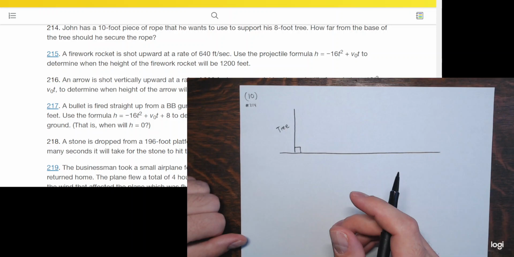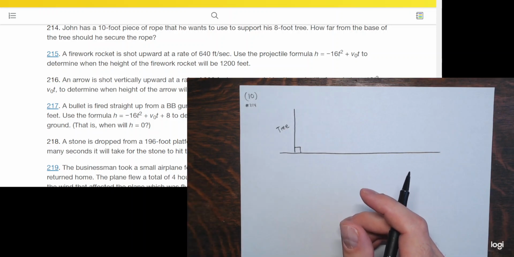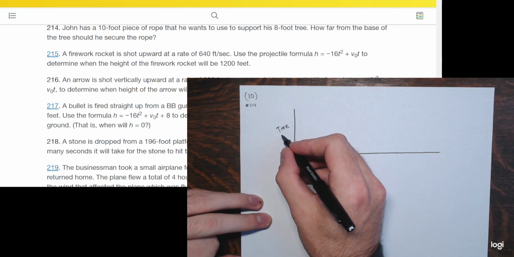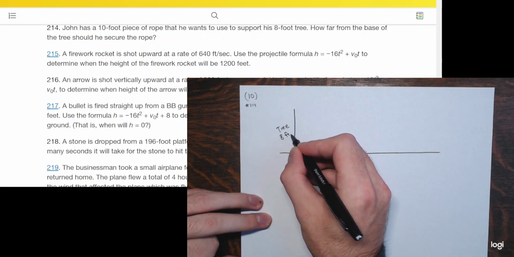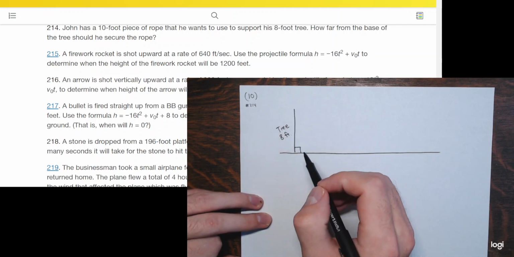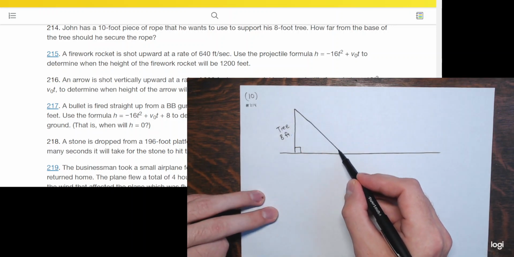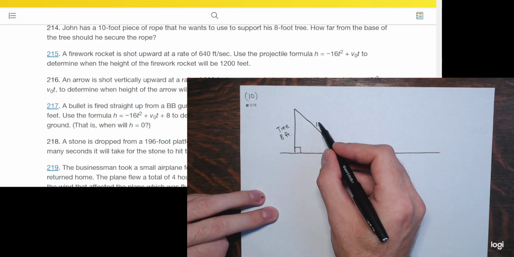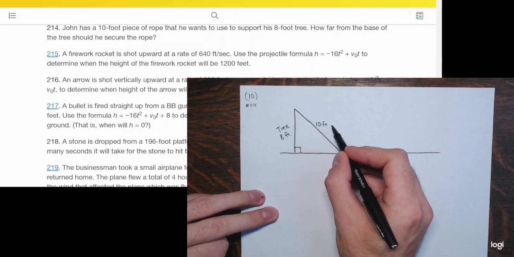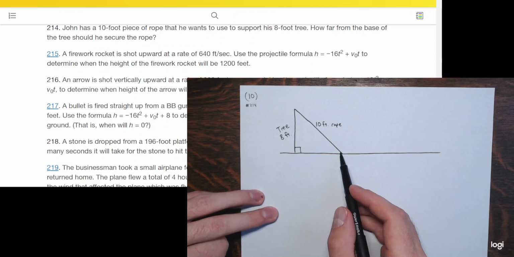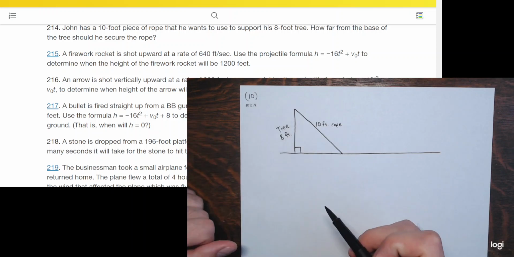And he's trying to support this tree with a 10-foot piece of rope. Now the tree is 8 feet tall, they said. So the tree is 8 feet high, trying to support it with a 10-foot rope. So from the top of the tree, put it on the ground somewhere, right, to support the tree, like a beam almost.